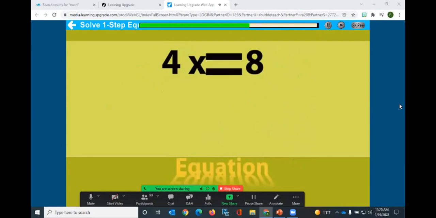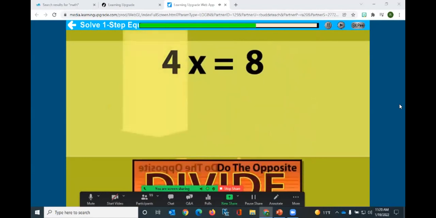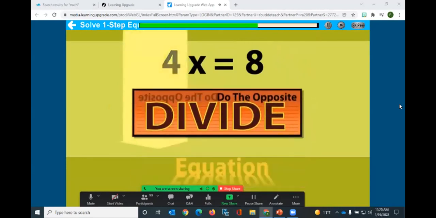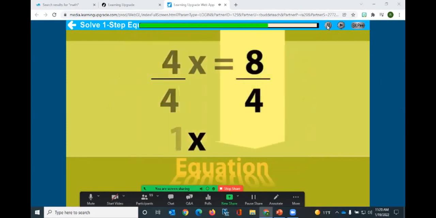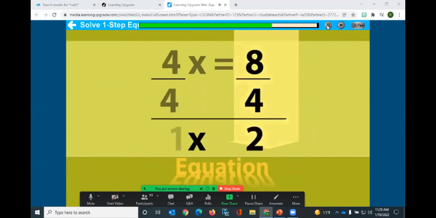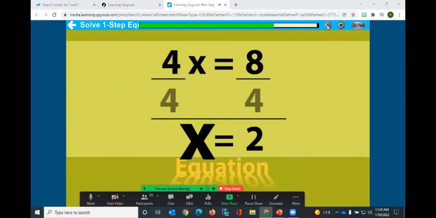4x equals 8. 4x means 4 times x. To eliminate the 4, do the opposite. Divide both sides by 4. 4 divided by 4 equals 1. So the 4's cancel out, and 8 divided by 4 equals 2. So the answer is x equals 2.